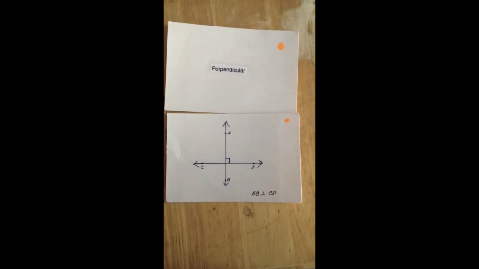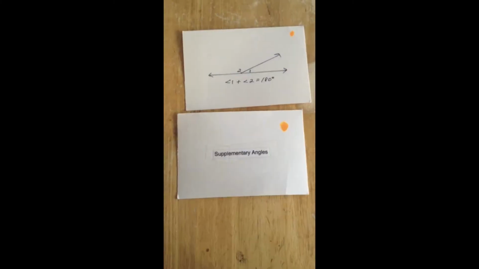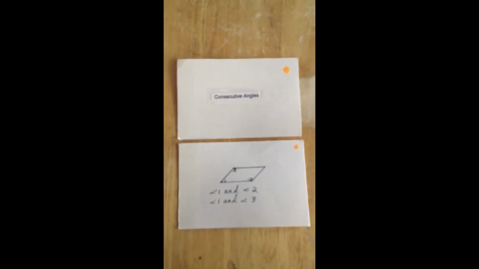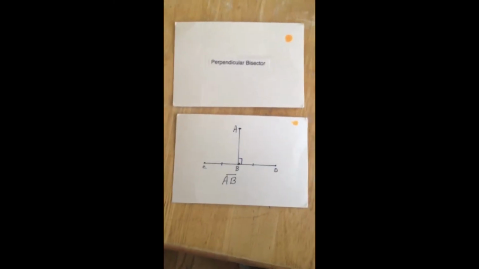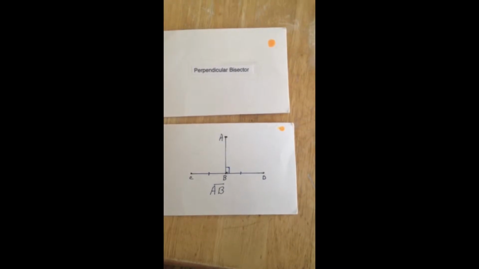Perpendicular lines are lines that intersect at 90 degrees. Supplementary angles are angles that add up to 180 degrees. Consecutive angles are angles that occur one right after the other. A perpendicular bisector is a line that cuts a segment in half at 90 degrees.